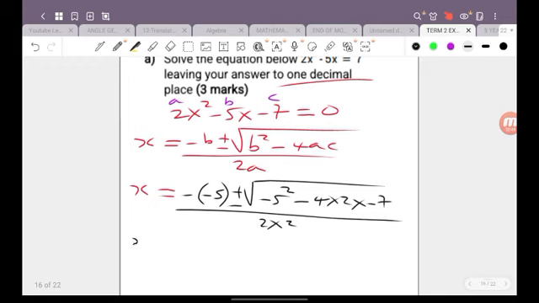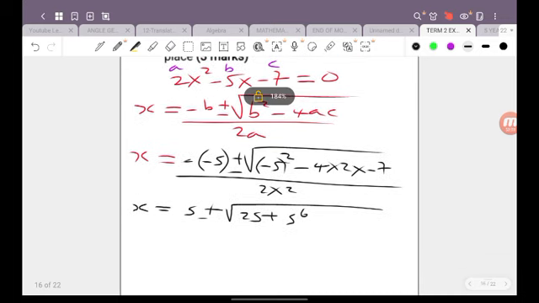All right, proceeding, x is equal to negative of negative is positive, so that's 5 plus or minus the square root of negative 5 squared. That's going to give us positive 25. Negative by negative is positive. 4 times 2 is 8. 8 times 7 is going to give us 56, since 8 sevens is 56. And that's all divided by 4.